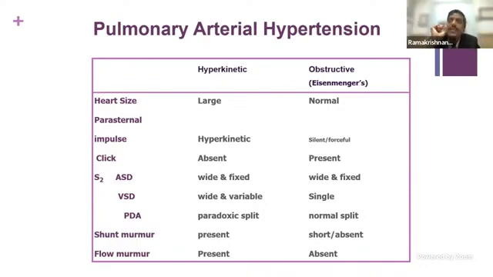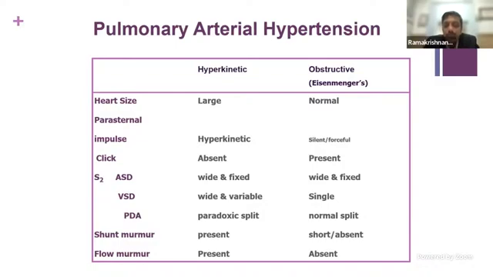And a characteristic hyperkinetic PH patient is generally younger. So it will be a child, a few years old, whereas obstructive Eisenmenger syndrome patients are generally in the adolescent age group. The heart size is large in one and normal in the other. The parasternal impulse can be hyperkinetic, and here it's always silent. And the click is generally absent in hyperkinetic PH, whereas it is present in Eisenmenger syndrome.